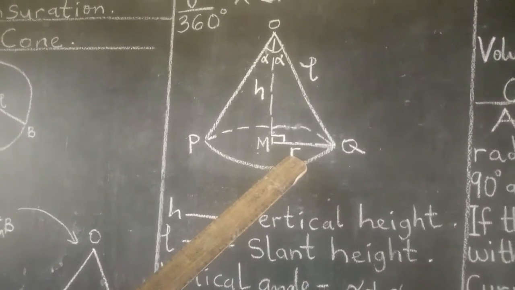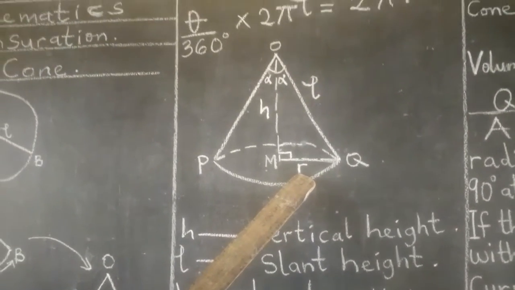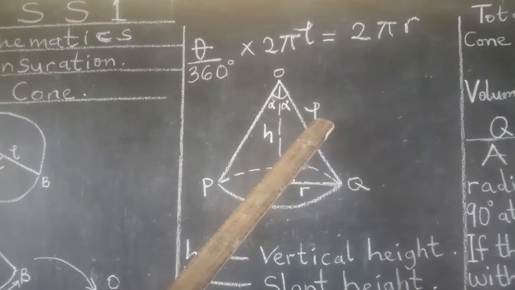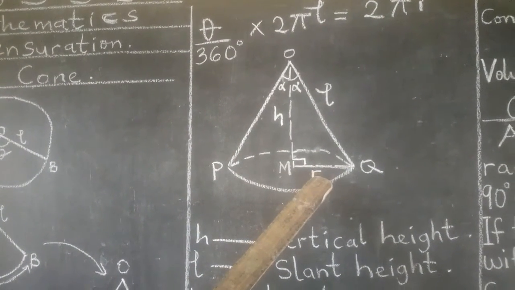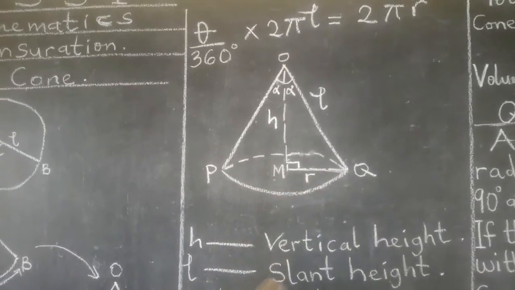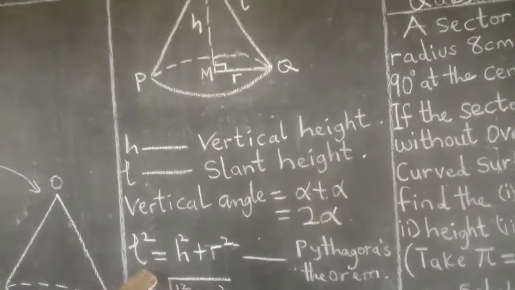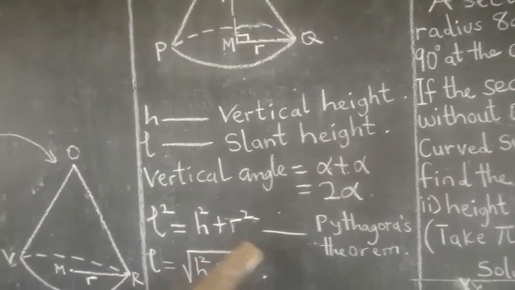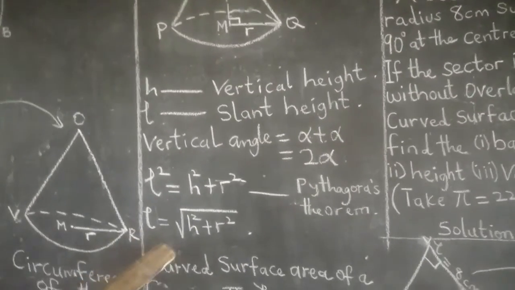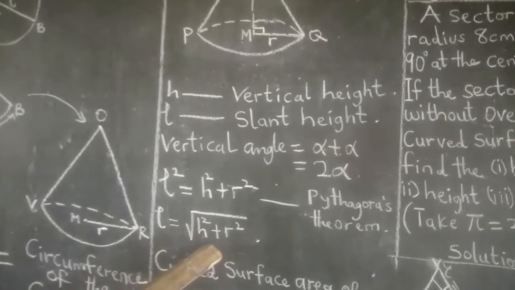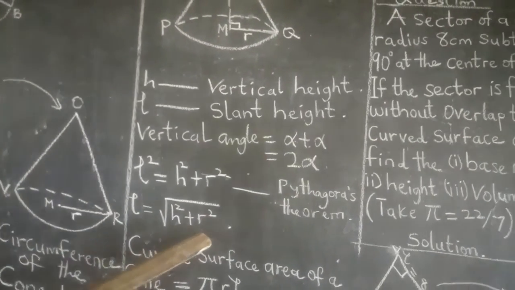We can see that Pythagoras law says the square on the hypotenuse side is equal to the sum of the squares on the two remaining sides of the right angle triangle. So that applies here to give us the slant height. L squared is equal to H squared plus R squared, Pythagoras theorem. From there, slant height L is equal to the square root of H squared plus R squared. This is also an important formula.